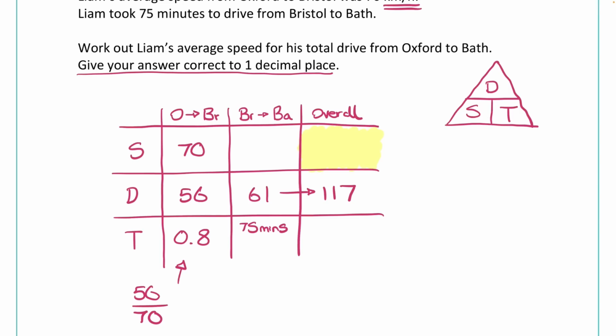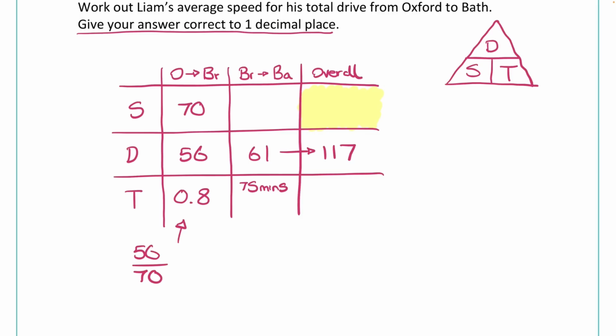So be very careful at this point because the second part of the journey is given to us in minutes. And what we've just worked out is in hours. So they're in different units, so we can't add them together. The total there is not 75.8. We need to convert the 75 minutes into hours. That's dead nice to do. You just divide it by 60. So 75 out of 60, and we can type that in on the calculator. 75 divided by 60 comes out as 1.25.